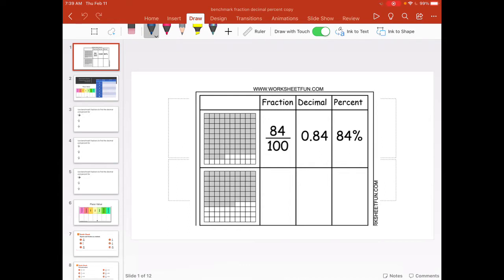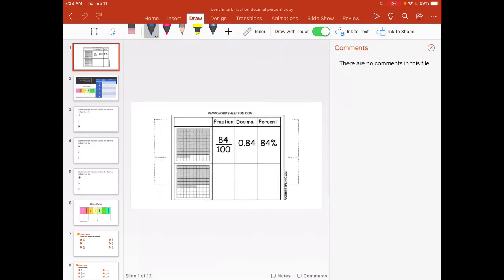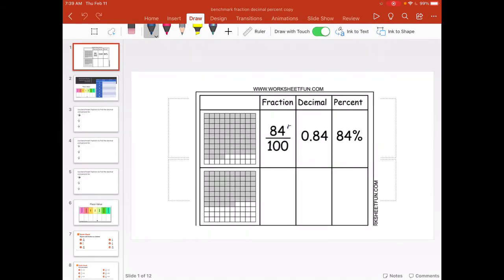So for 84 and 100, just by quick glance, I see that they're both even, so we could start there. I also know that 4 can go into both of those. So if I divide 84 by 4, I get 21 for the numerator. And if I divide 100 by 4, I get 25. So that would be 21 twenty-fifths in its simplest form.